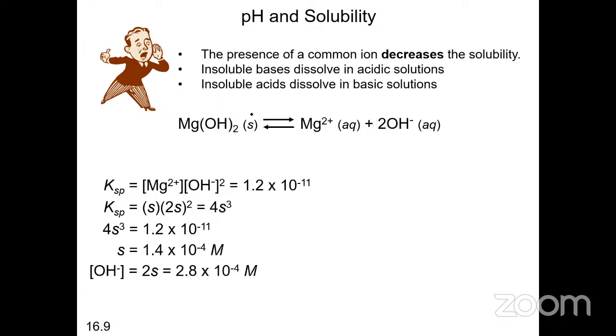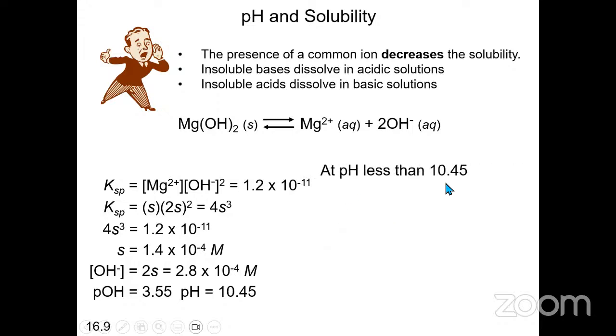As far as the hydroxide ion concentration is concerned, that would be twice the solubility based on the stoichiometry here. So the concentration of hydroxide is 2.8 times 10 to the minus 4. Based on that, we can find the pH. Of course, you have to find the pOH first, which is minus log the concentration of OH minus. Then you subtract that value from 14, and that gives you the pH. This would be the pH of the solution that results from this dissociation in pure water.